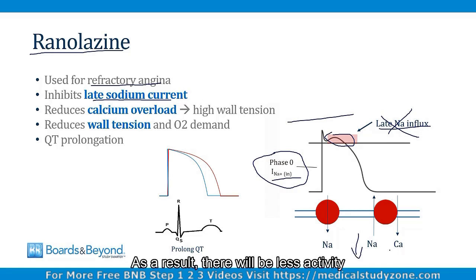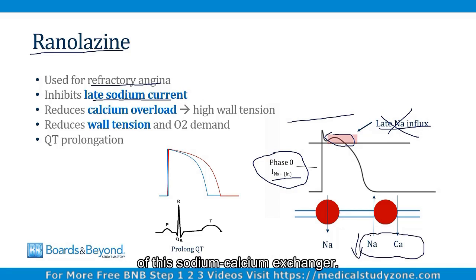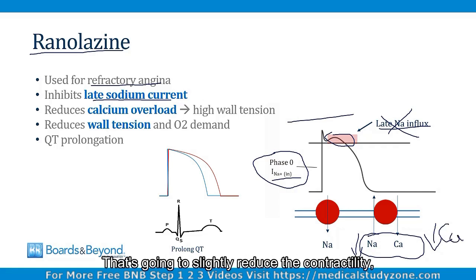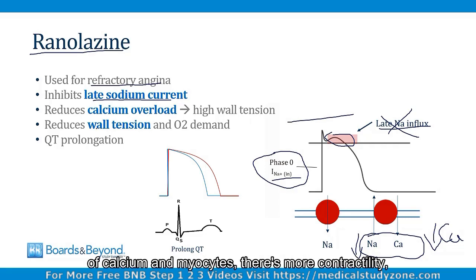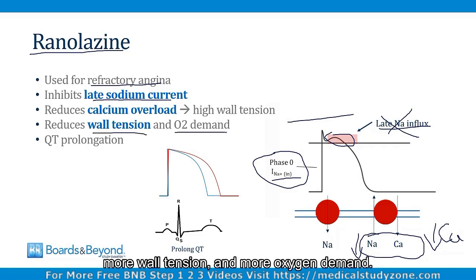As a result, there will be less activity of this sodium-calcium exchanger. The net result is that therefore there will be less calcium inside of cells. That's going to slightly reduce the contractility, and it decreases the wall tension. The idea here is that when you have lots of calcium in myocytes, there's more contractility, more wall tension, and more oxygen demand. So by inhibiting sodium influx, you decrease calcium in cells and you lower the oxygen demand.